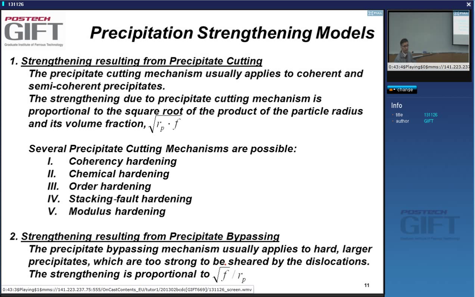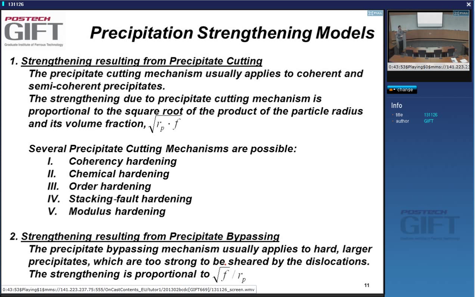One of the things that's really important is that the strengthening when you cut particles is proportional to the square root of volume fraction times diameter of particle. And there are a number of strengthening mechanisms. We'll discuss some of them, and some of them we'll calculate examples. You can have strengthening due to coherency, chemical hardening, order hardening, stacking fault hardening, and modulus hardening. So these are different ways in which precipitates cause hardening.